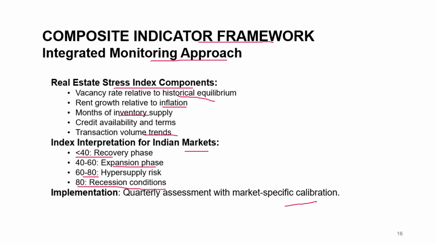So the value of composite indicators is reducing false signals. A single indicator can be misleading, but multiple indicators moving in the same direction provide a more reliable signal. This systematic approach helps remove emotion from cycle analysis and provides an objective framework for strategic decision making.